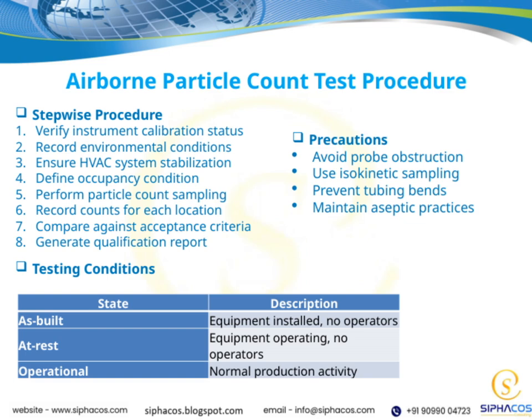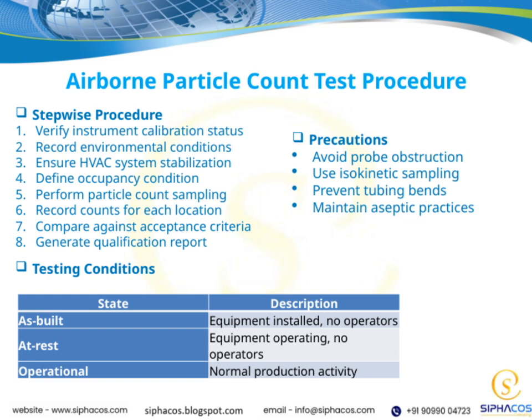Now, let's look at the airborne particle count test procedure. It starts with verifying the calibration status of the instrument to ensure accuracy. Then, we record the environmental conditions, like temperature and humidity, which can influence particle counts. Next, it's important to confirm that the HVAC system has stabilized, so airflow and environmental conditions are consistent.